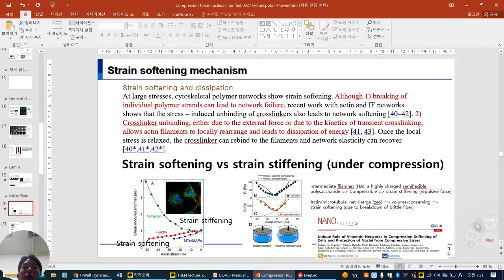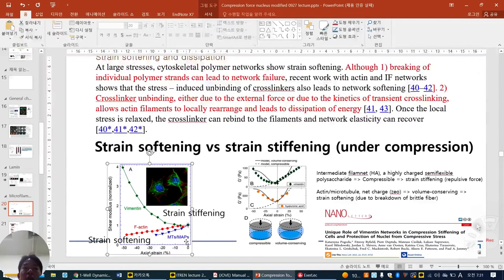Cross-linker unbinding, either due to the external force or due to the kinetics of transient cross-linking, allows actin filament to locally rearrange and leads to the dissipation of energy. Once the local stress is relaxed, the cross-linker can rebind to the filament and network elasticity can recover. Okay, let's try to understand this sentence.